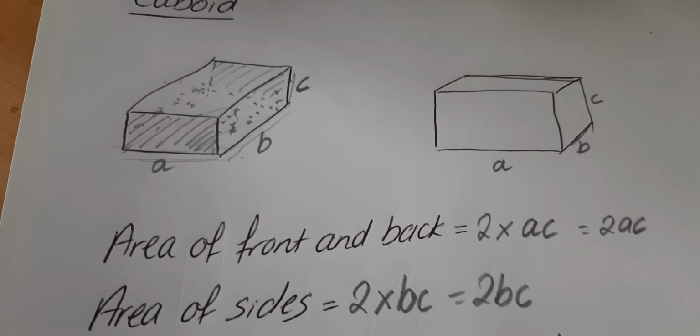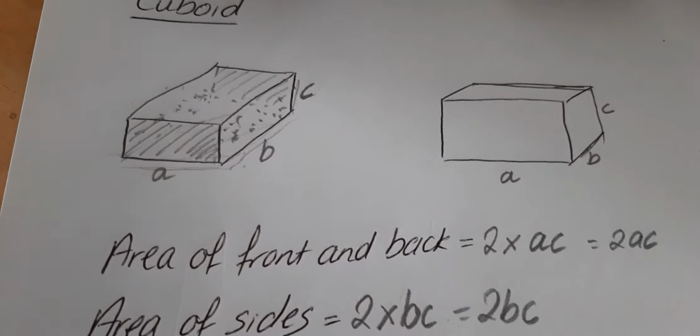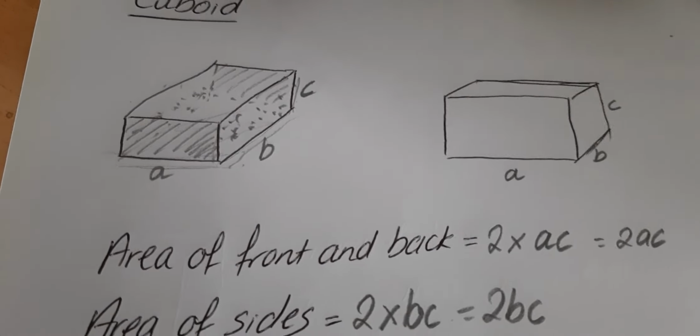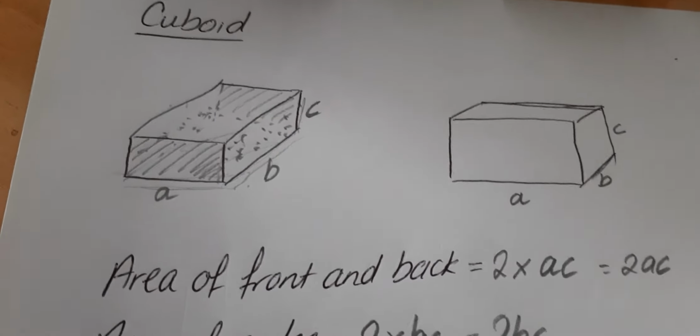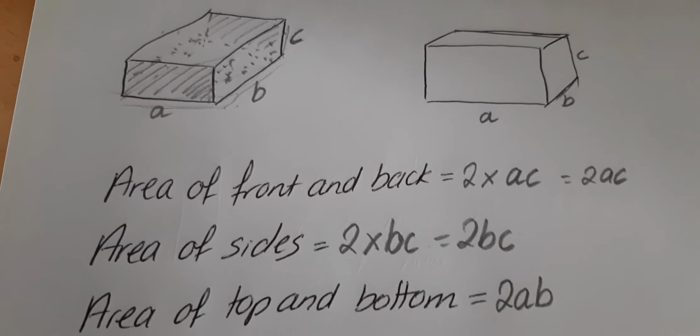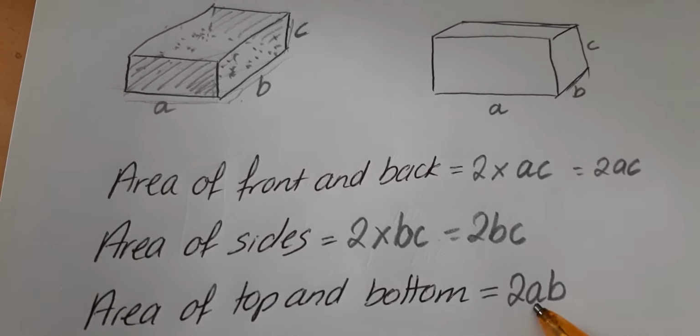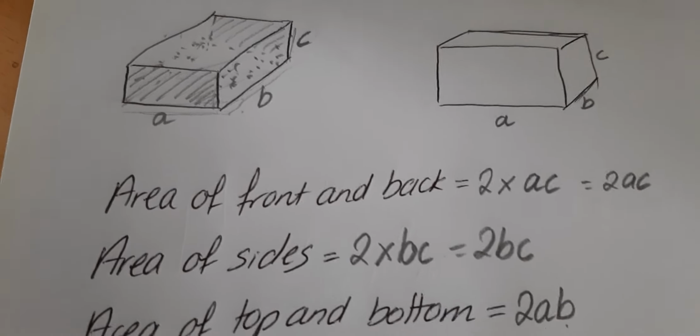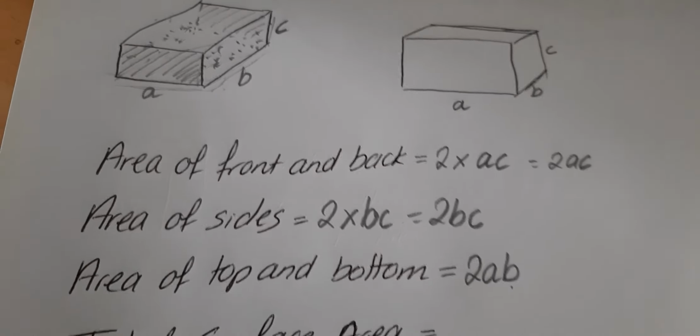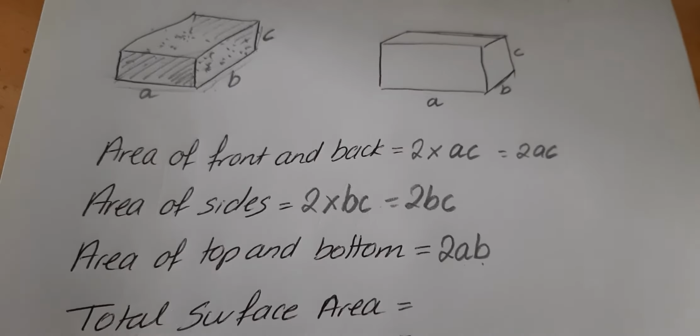Now, bearing in mind, if they tell you it's an open top one, so there is no top, because sometimes there will be no top, depending on the question. Just read the question carefully. Then this would be just AB. There wouldn't be 2 of them. But for now we're assuming it's closed because they haven't told us it's open.